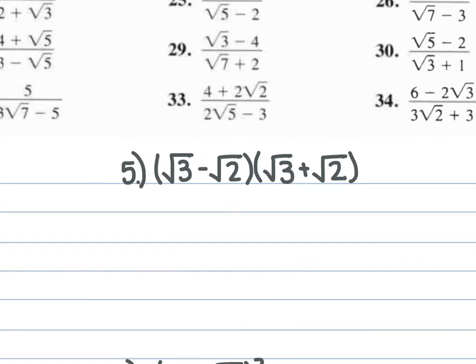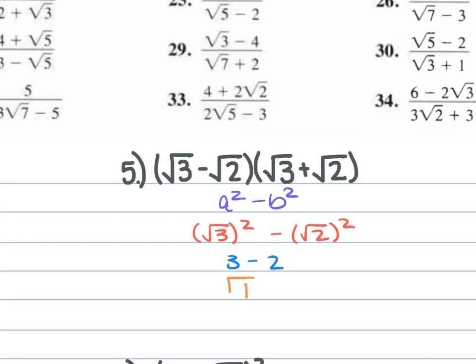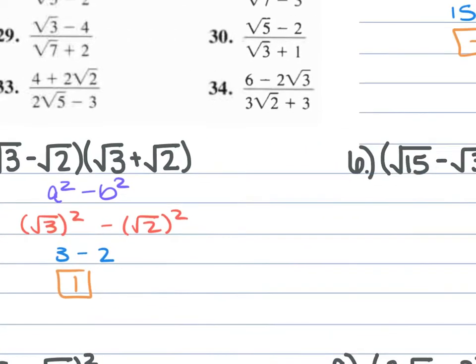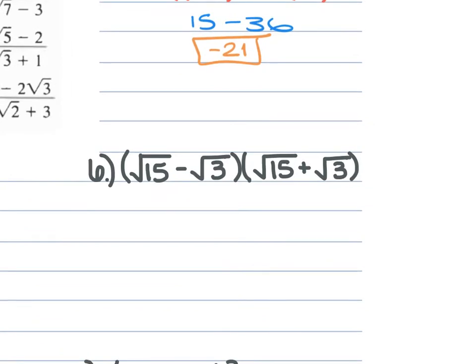For 5, our a is the square root of 3, our b is the square root of 2. We're doing difference of squares again. So a squared minus b squared is going to give us the square root of 3 squared minus the square root of 2 squared. So this is 3 minus 2, which is 1. For 6, we have the square root of 15 minus the square root of 3 times the square root of 15 plus the square root of 3. So this is going to be the square root of 15 squared minus the square root of 3 squared. So this is 15 minus 3, which gives us 12.